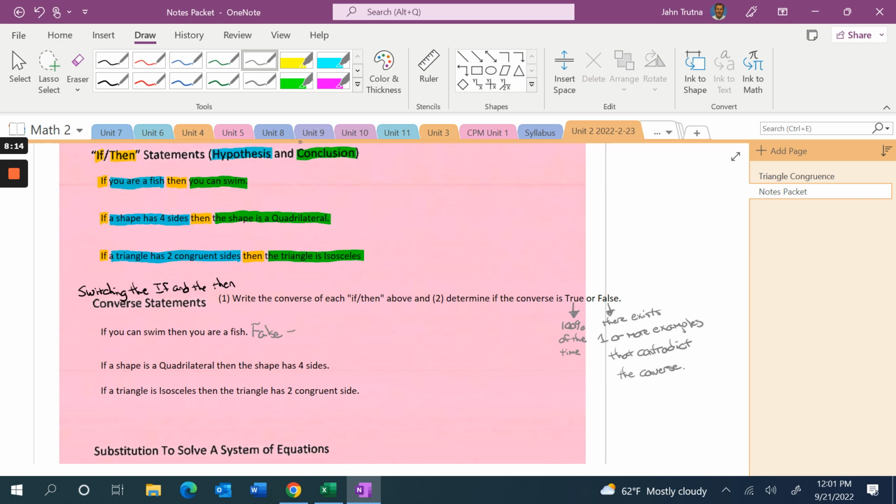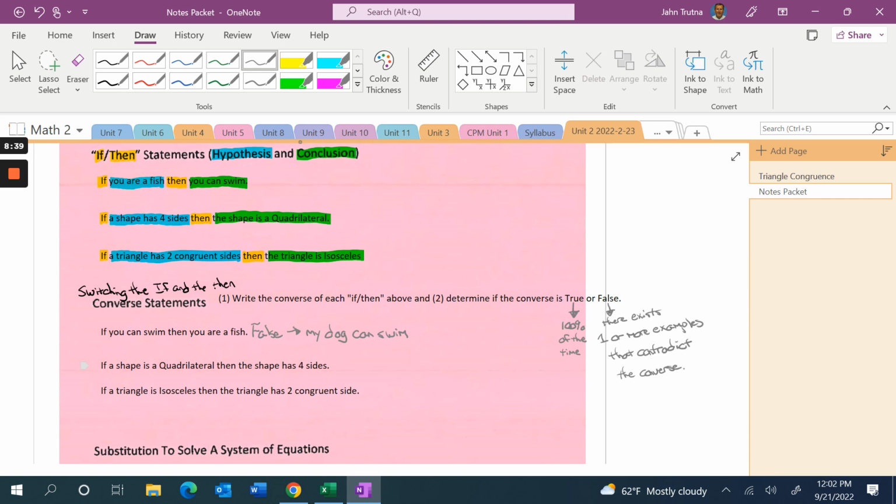And the reason why it would be false is we can come up with many examples. Here's an example. My dog can swim. My dog is not a fish, but she is an amazing swimmer. So that would be false. If you can swim, then you are a fish. That's false. My dog's not a fish, and she can swim.